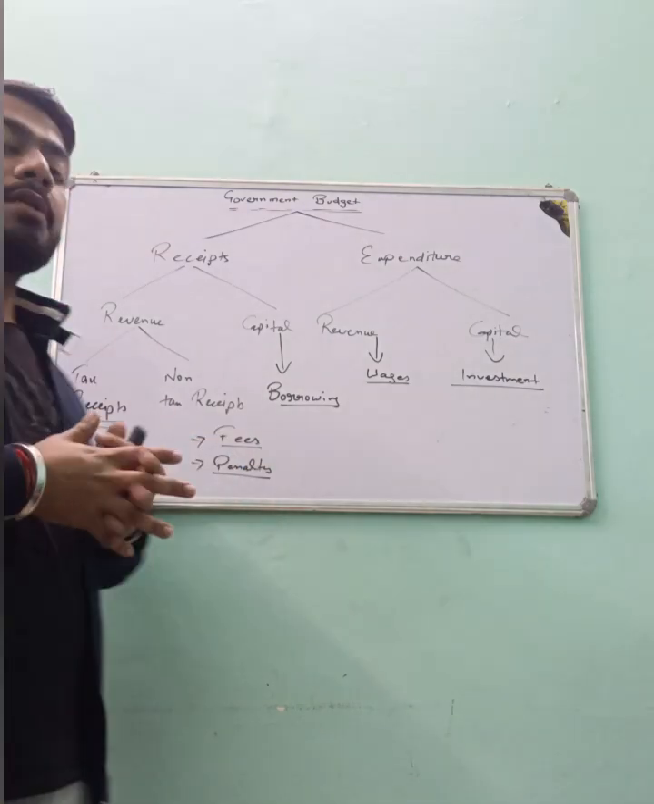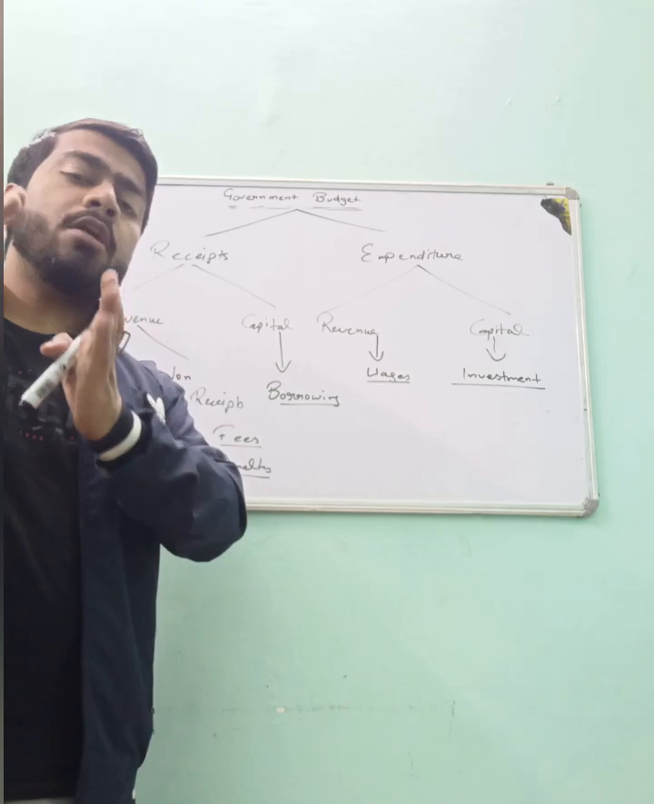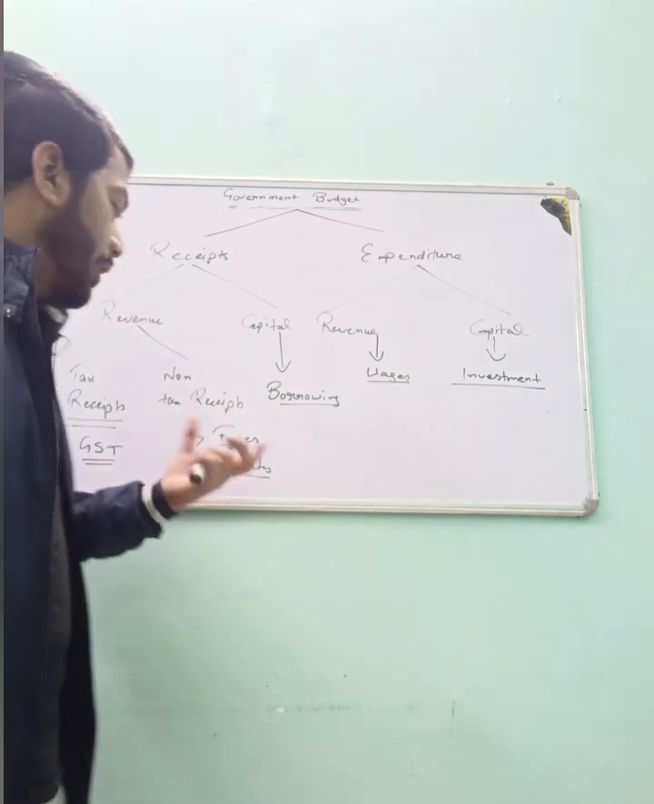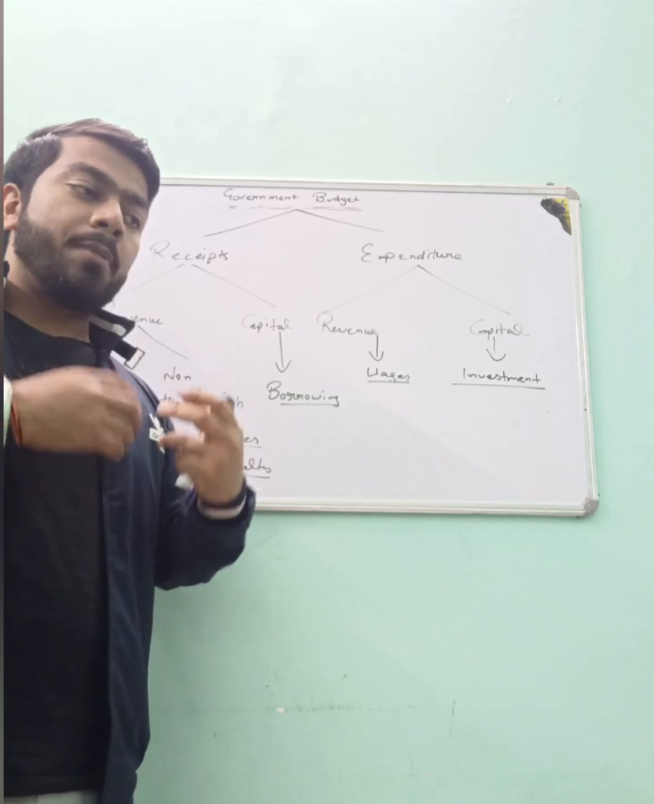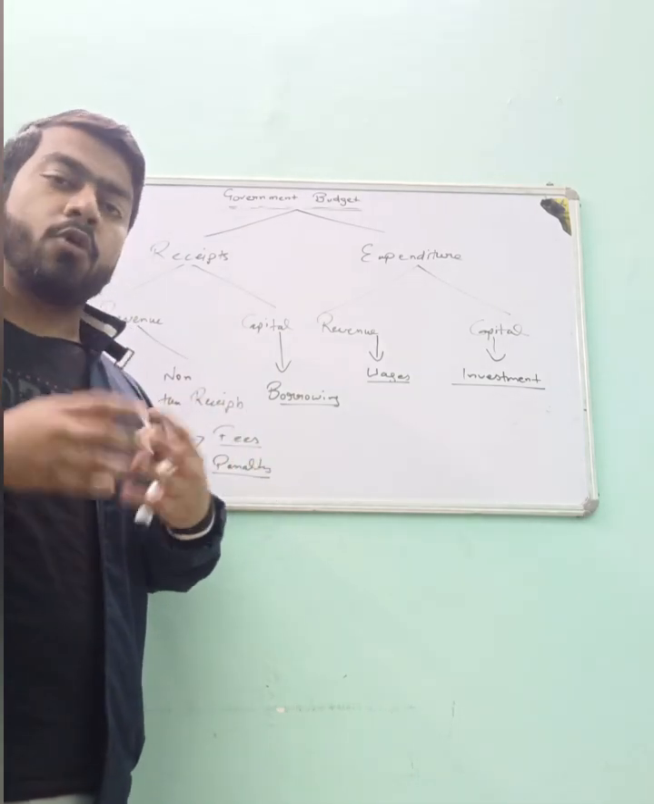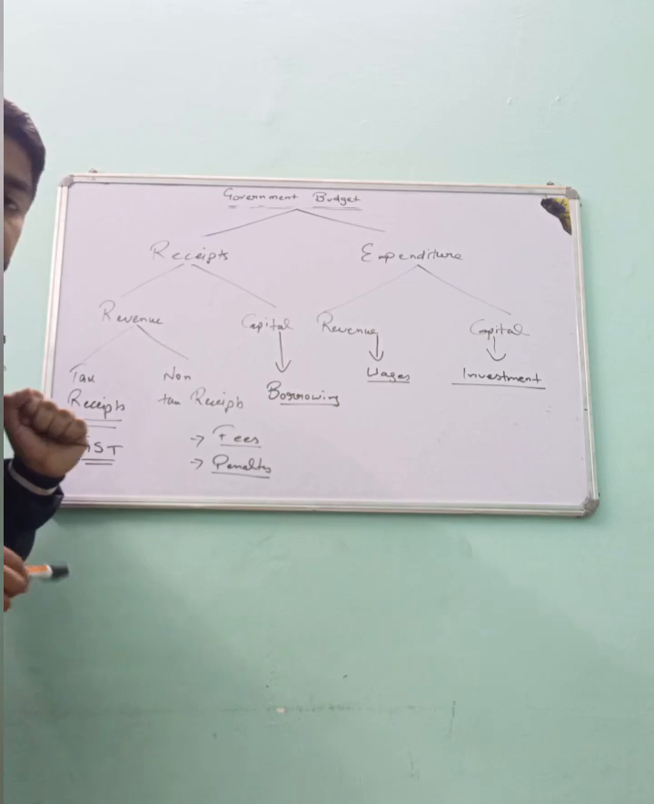So whatever government is receiving that is not a type of tax will form part of non-tax receipts. But if government is charging some kind of tax on income or on sales, then it will form part of tax receipts.